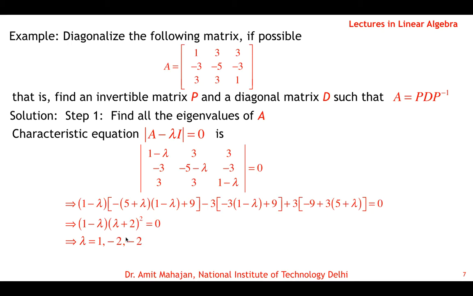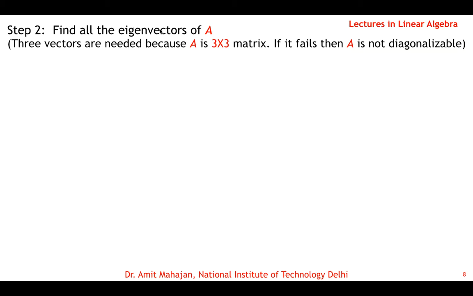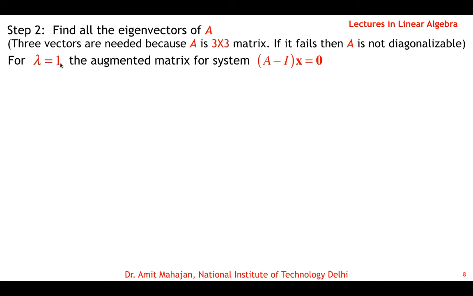So let us calculate the eigenvectors corresponding to these eigenvalues. That will be our step 2: find all the eigenvectors. Three vectors are needed because A is 3 by 3. If it fails, A is not diagonalizable. Very simple. So for lambda equal to 1, this eigenvalue was not repeating. It is of algebraic multiplicity 1. So clearly we are going to get exactly one eigenvector from here.